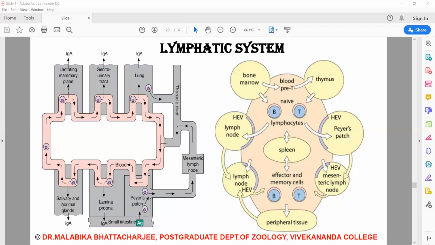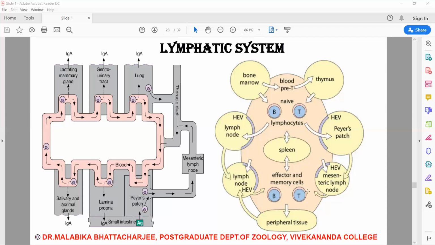As you can see, in each case, whenever they are entering a particular lymphoid tissue, they enter the tissue by high endothelial venules. You can see HEV written. So these are high endothelial venules. The lymphocytes are moving into the lymphoid tissue from the blood by the high endothelial venules. They can stay there or move further through the lymphatics. You can see this arrow. Through the lymphatics, they are moving to the mesenteric lymph nodes. From the mesenteric lymph nodes, they can move into the blood.